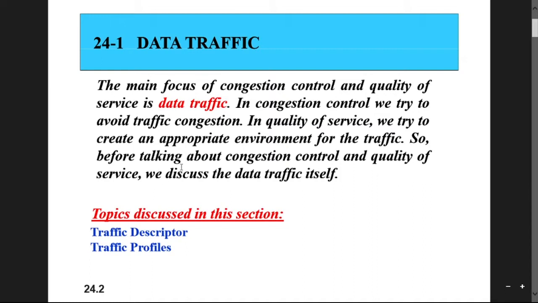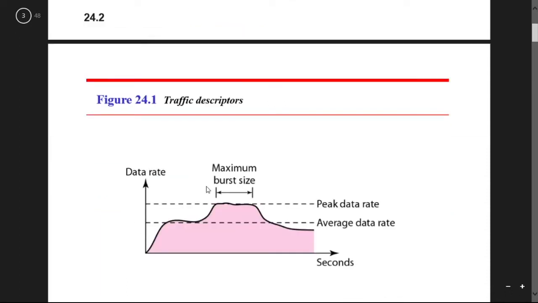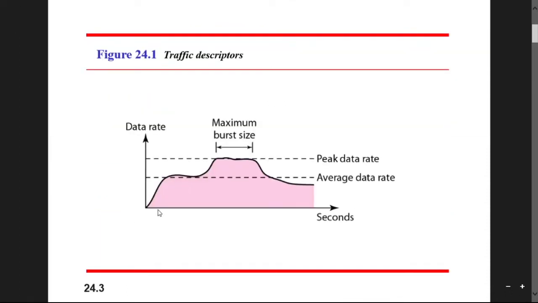In the network layer, we know that we have flow control. So there are some rules to control that traffic. Here we have traffic descriptors. Suppose this is a data rate, and this is the maximum burst size, meaning the maximum amount of traffic we can send. That is the maximum burst size, the peak data rate. And this is the average data rate.